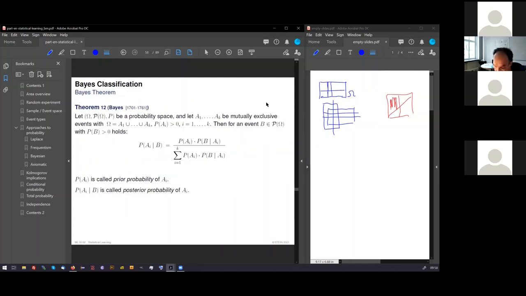We will need Bayes' theorem in this regard. And I would like you to spend a minute, or let's say 20 seconds, to read by yourself, and then I will discuss this. It looks a bit complicated, but in fact, it is not.